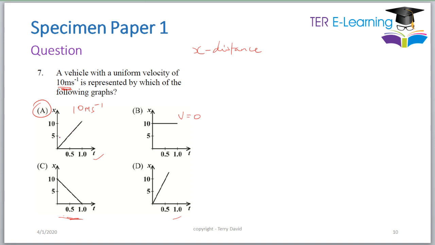And the reason we can say that is if we look here, this is 5 and this is corresponding to 0.5. So therefore, if we find the gradient, the gradient is equal to 5 divided by 0.5, which is equal to 10 meters per second. So the answer is A for this one.